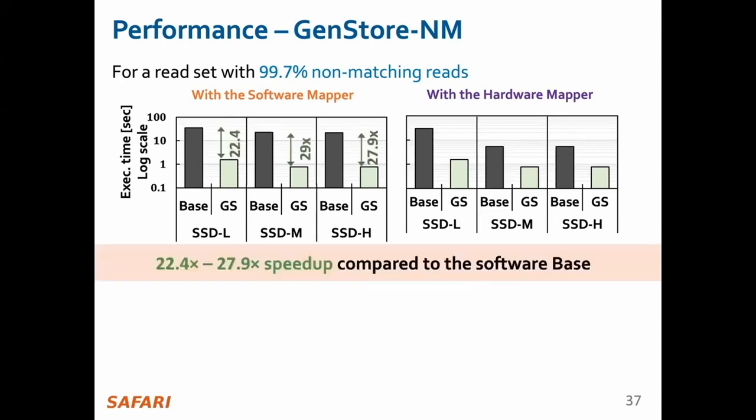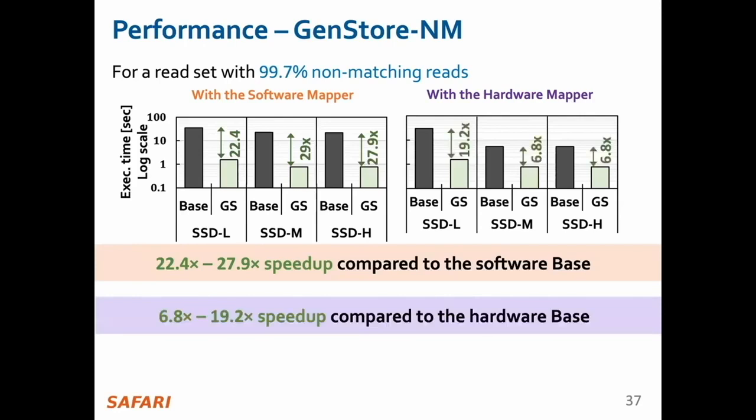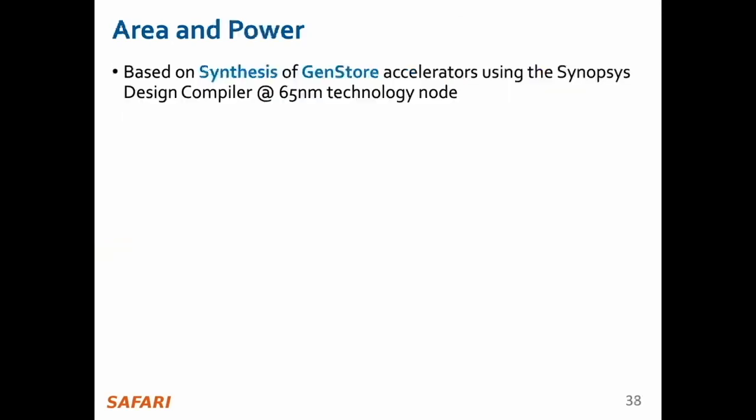So GenStore provides up to 27.9 times the speed up compared to the software baseline, and up to 19.2 times the speed up compared to the hardware baseline, and on average 27.2 times energy reduction on this input data set, which has very high genetic variation.